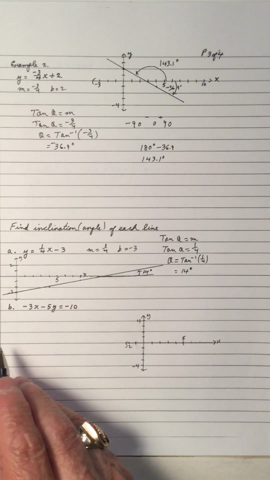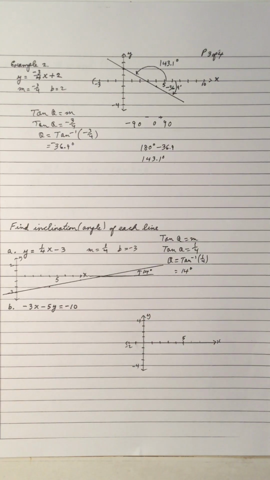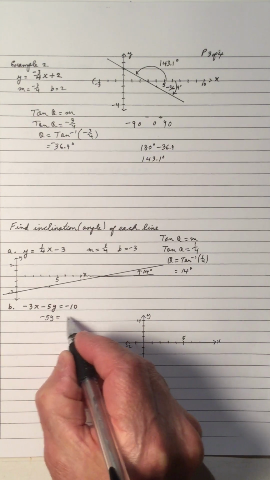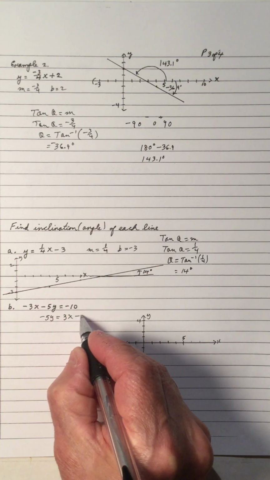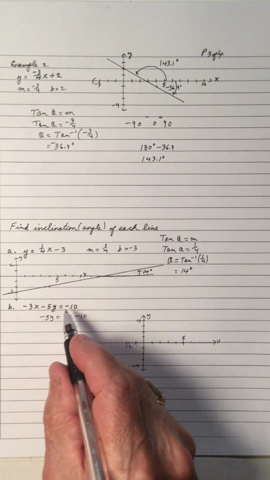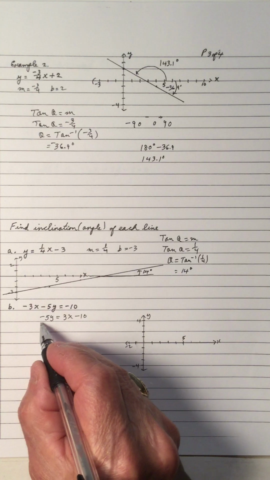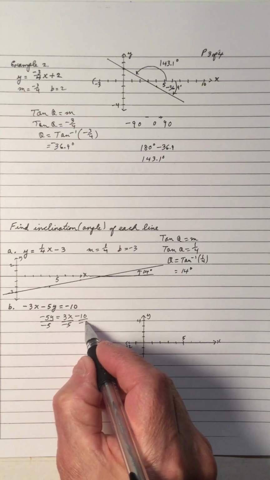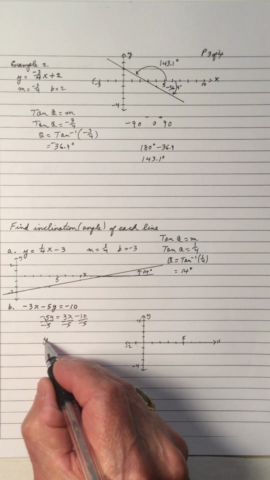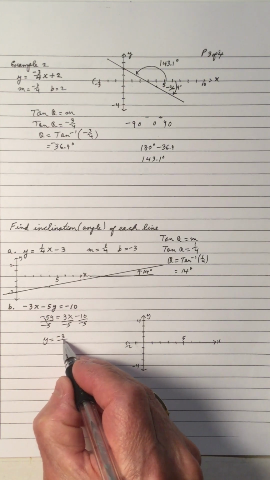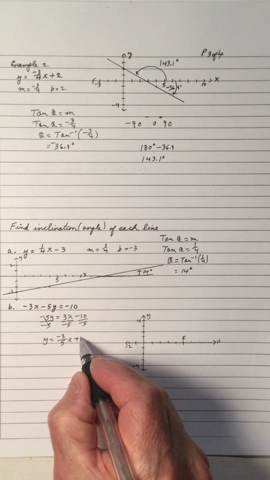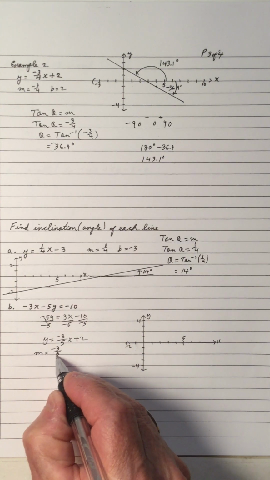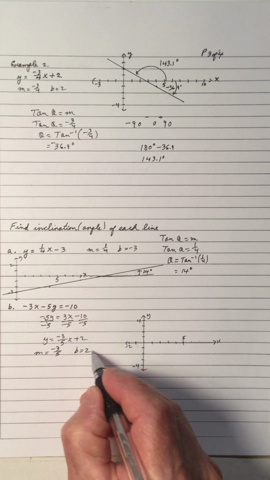Now we have another line, but we have to solve this line for y. So negative 5y equals 3x minus 10. We're solving the line for y equals mx plus b, so we divide by negative 5. They cancel, so we get y equals negative 3/5 x plus 2. So the slope of this line is negative 3/5, and the y-intercept is 2.